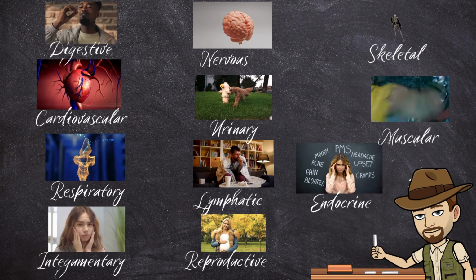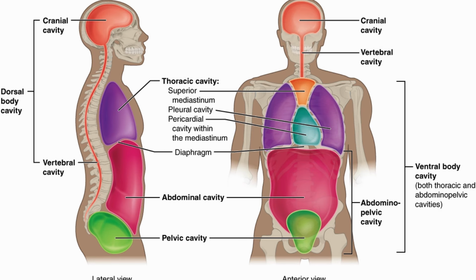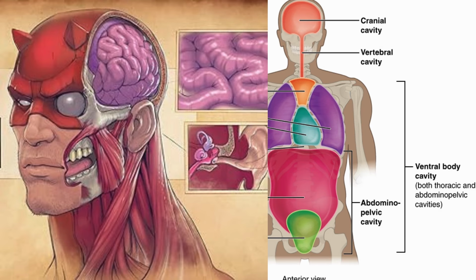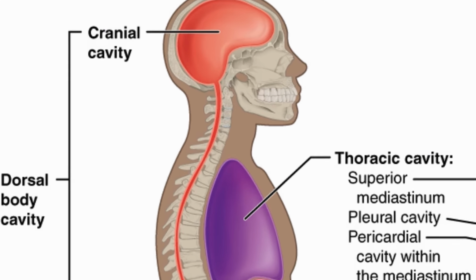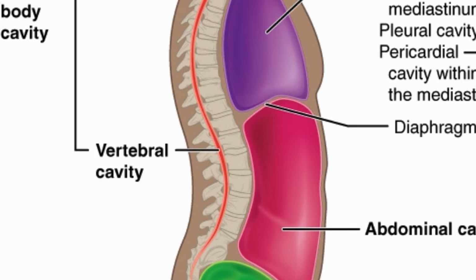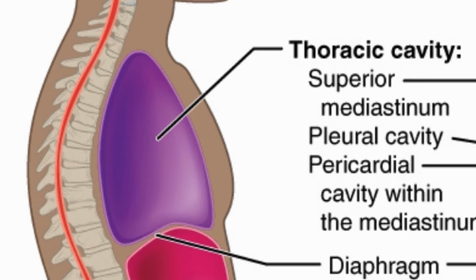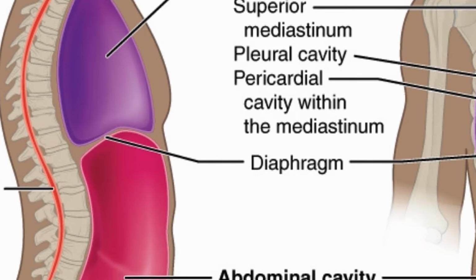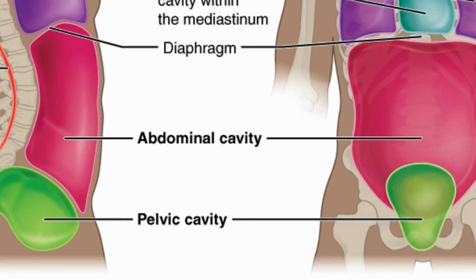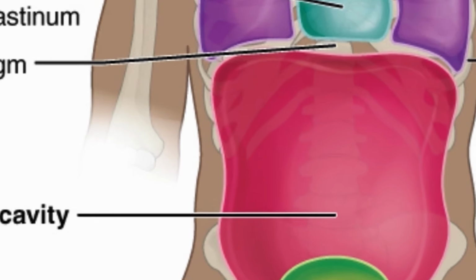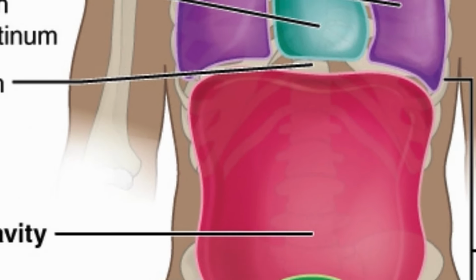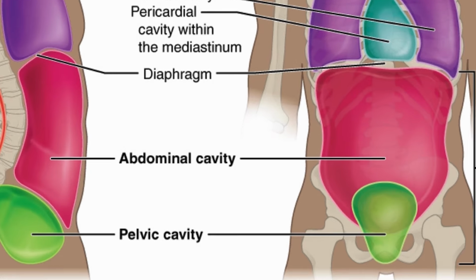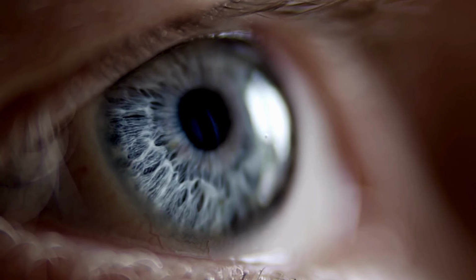Many of these systems sit in what's called cavities. The brain, for example, sits in the cranial cavity. The spinal cord that completes your central nervous system is in the vertebral cavity. Your lungs and heart are located in the thoracic cavity. The bulk of the digestive system and urinary system sit within the abdominal cavity, which is separated from the thoracic cavity by the diaphragm. The rest of your urinary system, reproductive system, and part of the digestive system are located within the pelvic cavity.